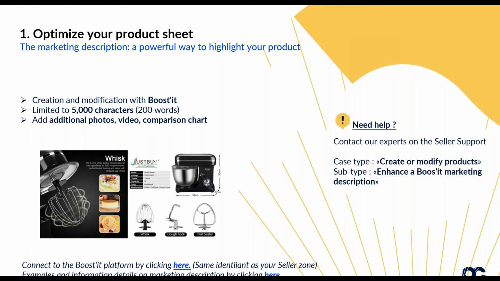If you need help to create or modify your marketing description, simply contact our expert at the seller support by opening a new request of case type, create or modify your product sheet, and a subtype, enhance a boosted marketing description. And to connect to the Boosted platform, just click on the link presented here, and your identifiers are the same as your seller zone to connect to your seller zone.